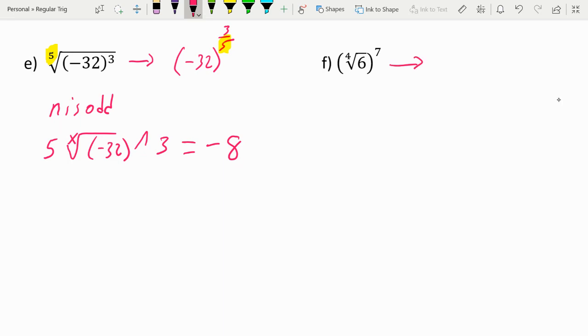Rewrite this one. 6 to the 7/4 power. All right? N is even. All right? A is, I should be highlighting here. A is positive. All right? It's not tough. You just got to make sure you remember which one is N and which one is A. Okay? It's not too bad.